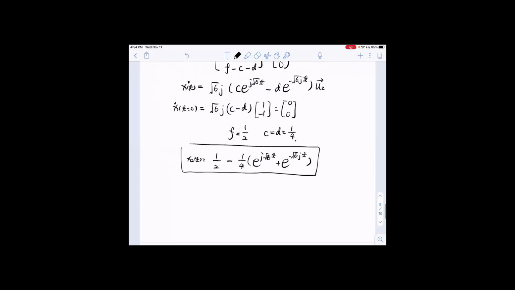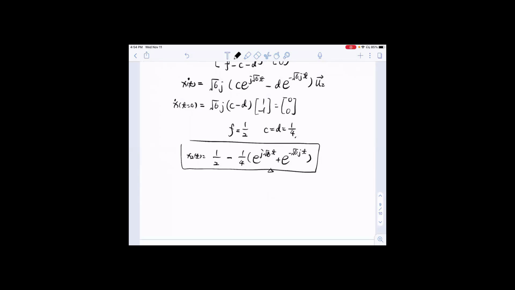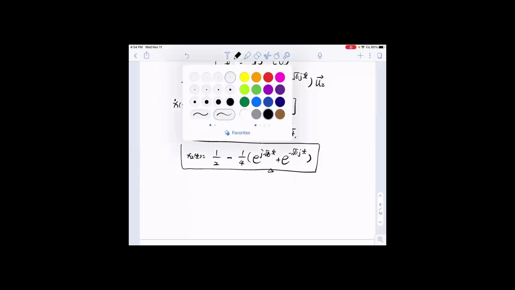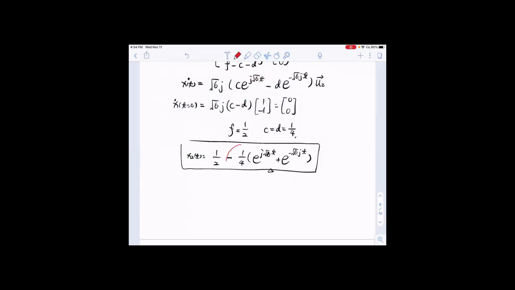As you can see here, eventually your solution is going to be a summation of different modes. We have 2 parts. That's the second part, that's the first part. Your second part is the oscillation at square root of 6 radians per second. Your first part is just a constant. That means a rigid mode is going to give you a constant shift.